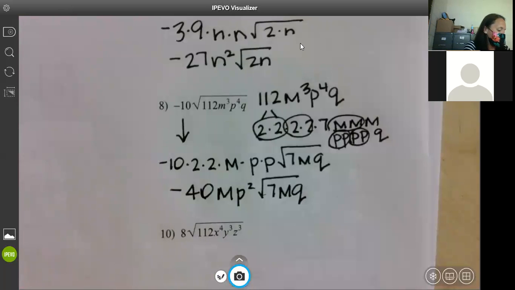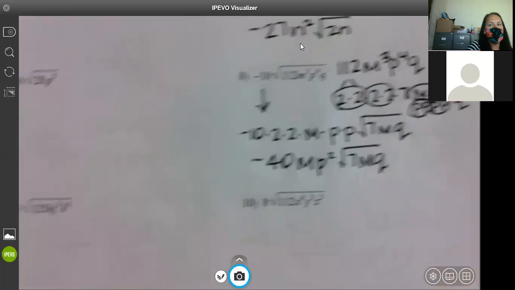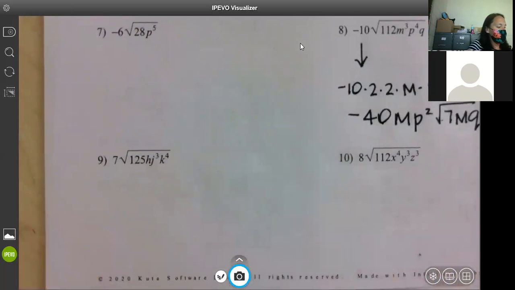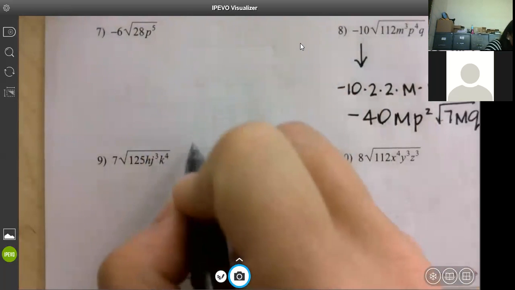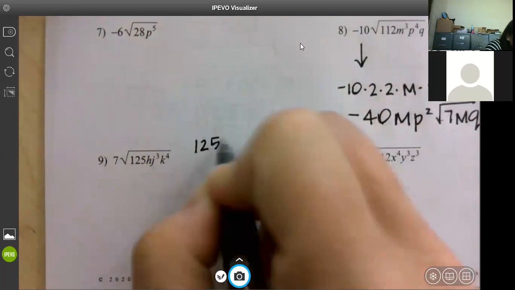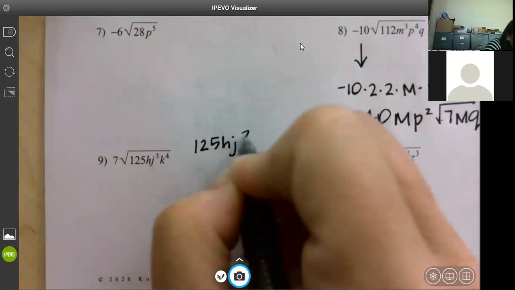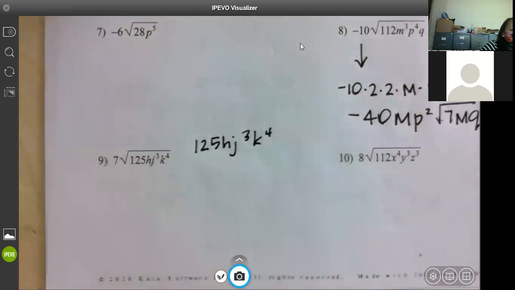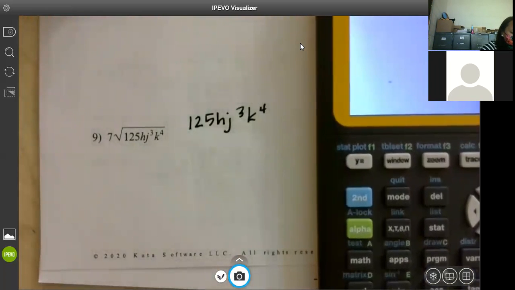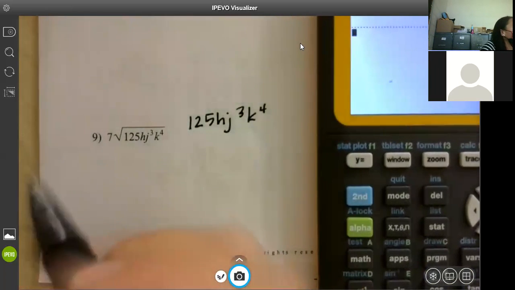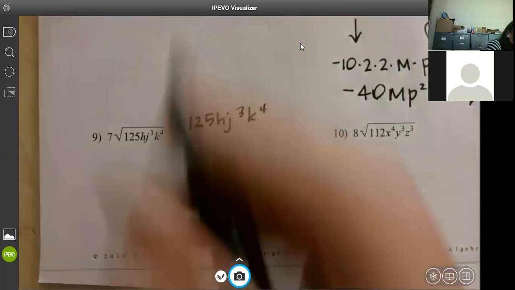All right. Let's look at number 9 because we already did 112. So let's do something we haven't done. Let's look at number 9 and we'll stop here. If you need more help, let me know. So 125, h, j to the 3rd, k to the 4th. What are the factors of 125? 5. Okay. I can divide by 5. Oh, 5 and 25. So I can break this down, right?